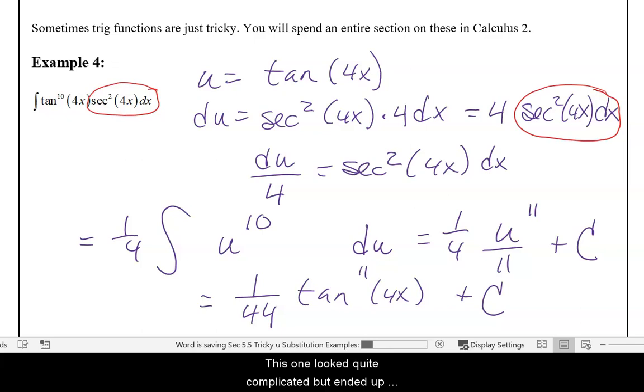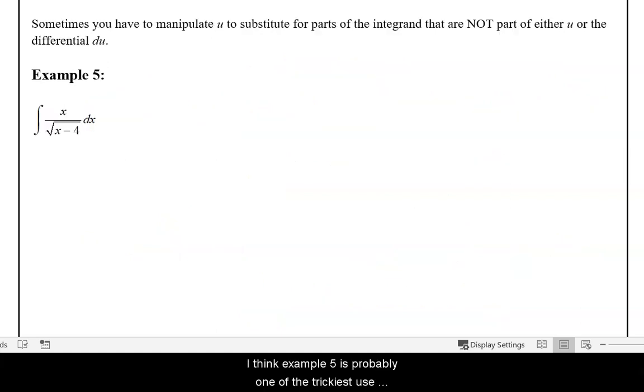This one looked quite complicated, but ended up not being too bad, provided we chose the right u. Don't go too deep when you're trying to find u. You typically only go one layer down. If you need to go more than that, you may have to do u substitution more than once, but that's okay. I think example 5 is probably one of the trickiest u substitution integration problems you'll see.